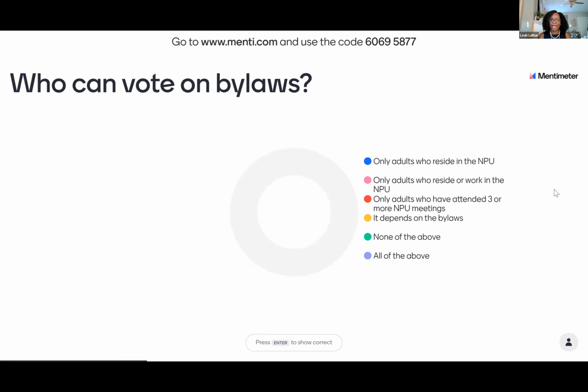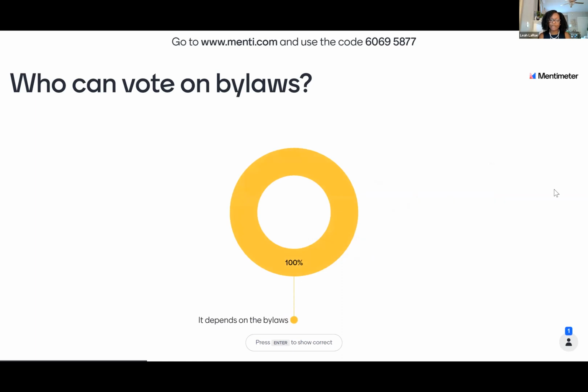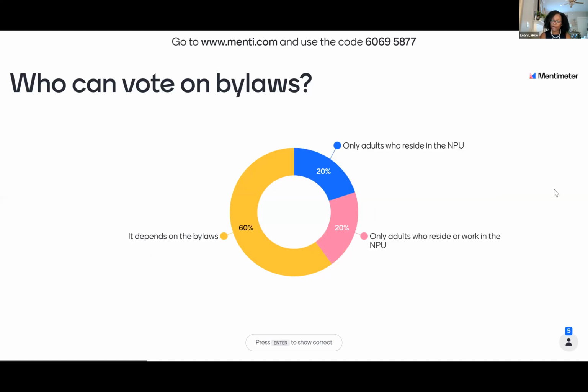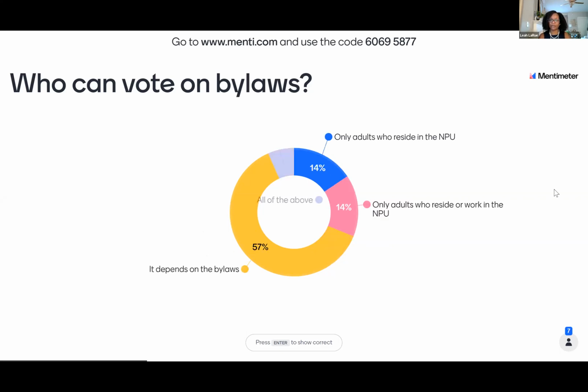All right, so we're going to do another quick quiz. Who can vote on bylaws? On your Mentimeter, you should see this screen asking, you may have to click next question, by the way. Who can vote on bylaws? Is it only adults who reside in the NPU? Is it only adults who reside or work in the NPU? Is it only adults who have attended 3 or more NPU meetings? Does it depend on the bylaws? Perhaps none of the above or all of the above.